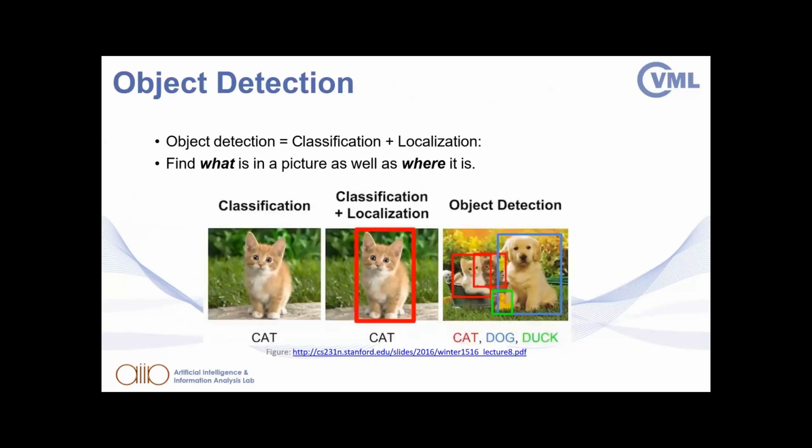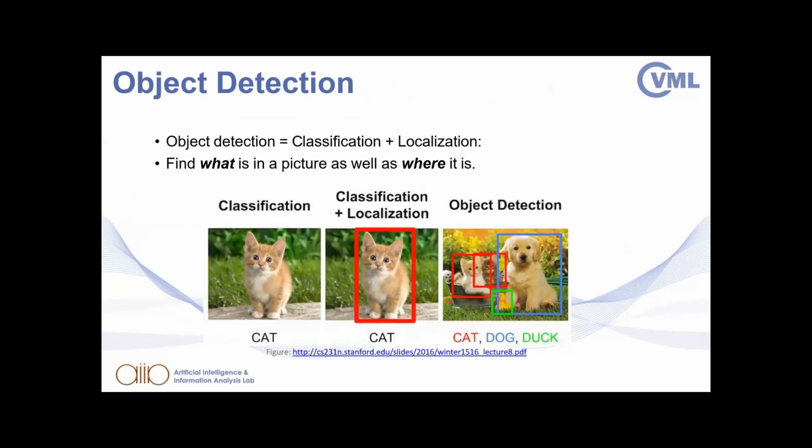First of all, what is object detection? It's a combination of classification, where we identify what is in an image, with localization, where we identify where it is within the image.